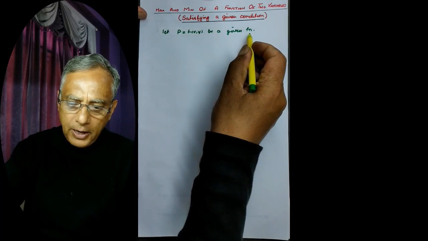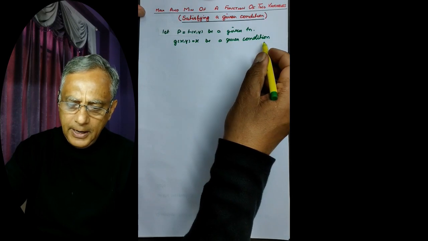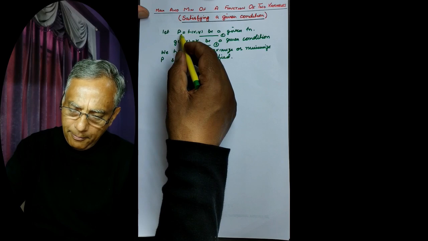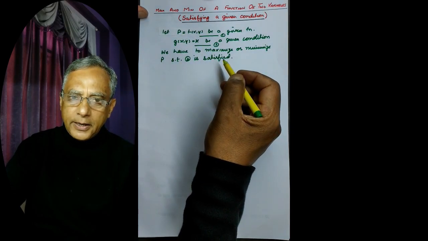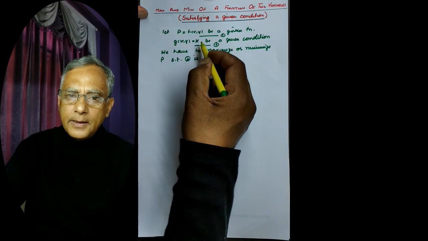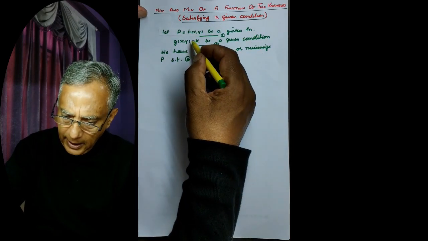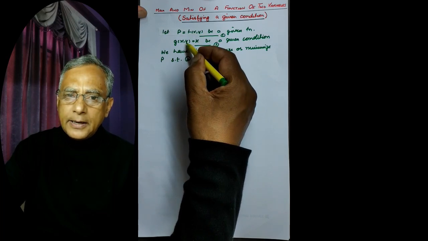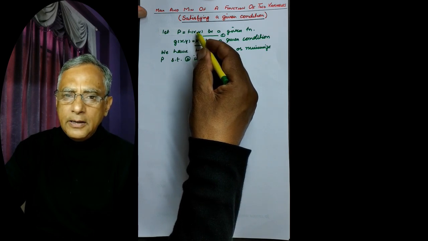Let p equal to f(x,y) be a given function and g(x,y) equal to k be a given condition. We have to maximize or minimize p equal to f(x,y) such that this condition is satisfied. So what we do is we eliminate one of the two variables from this function using this condition and express this function as a function of a single variable.